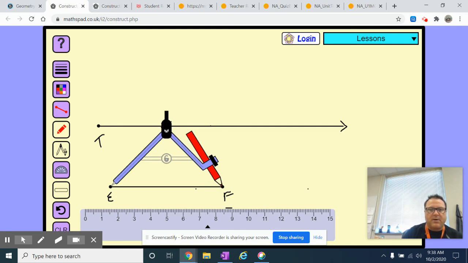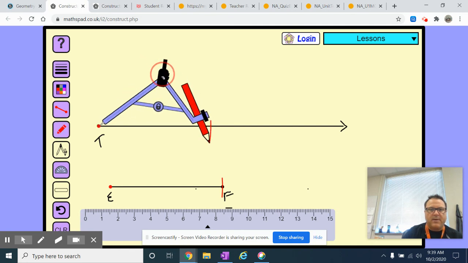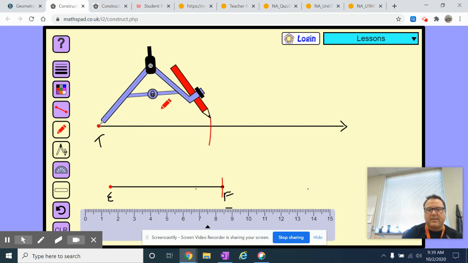Now, I forgot to put an arc, right? So now I'm going to go ahead and put an arc here, just like that. And then I'm going to move it up here. I'm going to lock my compass. And then I'm going to move it up here. I'm going to put my needle on T. And then I'm going to go ahead and make an arc at the same distance that it's locked.